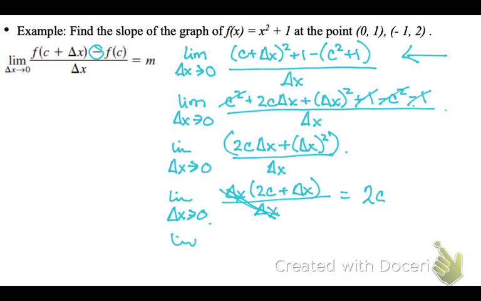The limit as the change of x approaches 0 of 2c plus the change of x is 2c plus 0, which is 2c. How do we know the change of x is 0? Because it says it approaches 0. Now, this right here is your slope function.